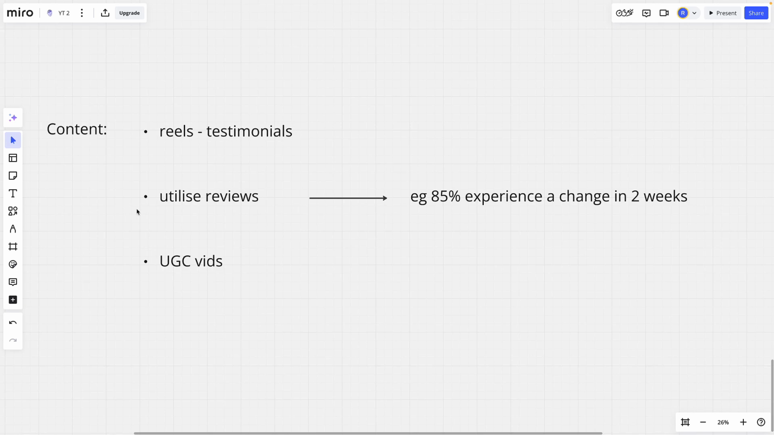The second thing is to utilize reviews. For example, if you have a study like 85% experience a change in 2 weeks, then you can use that for so many types of content formats, as well as ads. So that's something to consider also. It's another way of putting out content and connecting with your viewers.